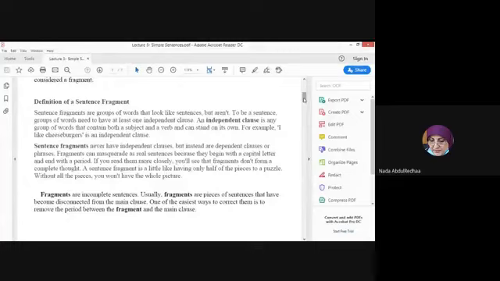To be a sentence, a group of words needs to have at least one independent clause. The most important thing within an independent clause is the having of a verb, and the verb should be in a certain tense.